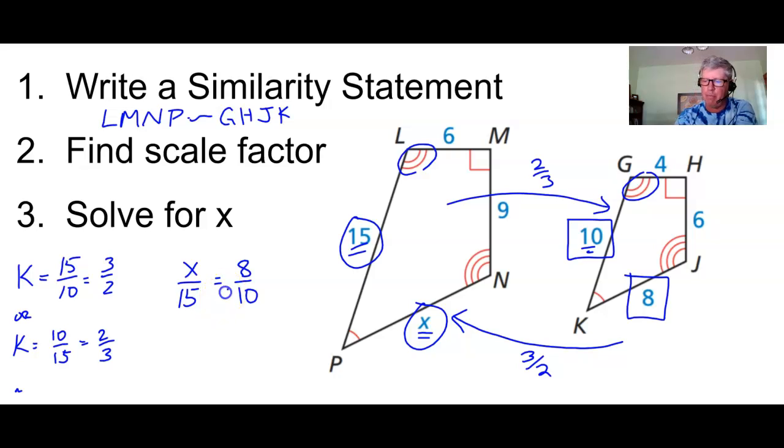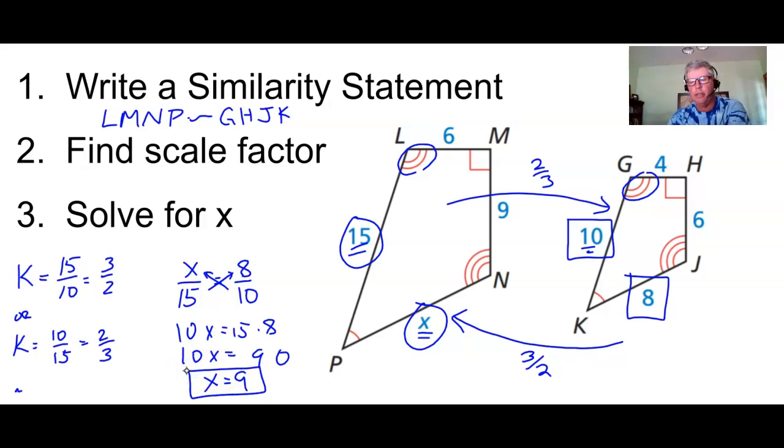Cross multiply. You can draw this, until you get used to it. 10x equals 15 times 8. 10x equals 120, and divide by 10 and we get x equal to 12. That's it. That's all there is to it. Should be pretty simple and straightforward now.